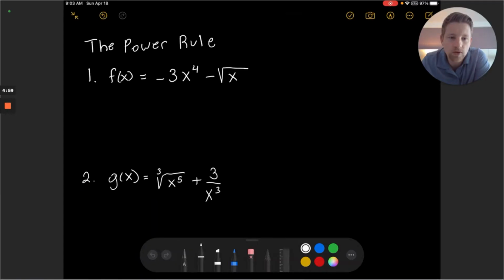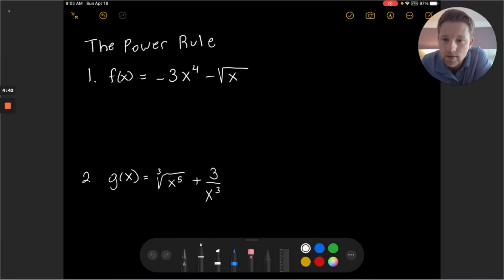Welcome. In this video, we will take a look at a few more examples using the power rule. In each of these examples, I'm going to want to just rewrite the expressions just a little bit to clarify what we need to do with the power rule. So let's take a look at the first one.